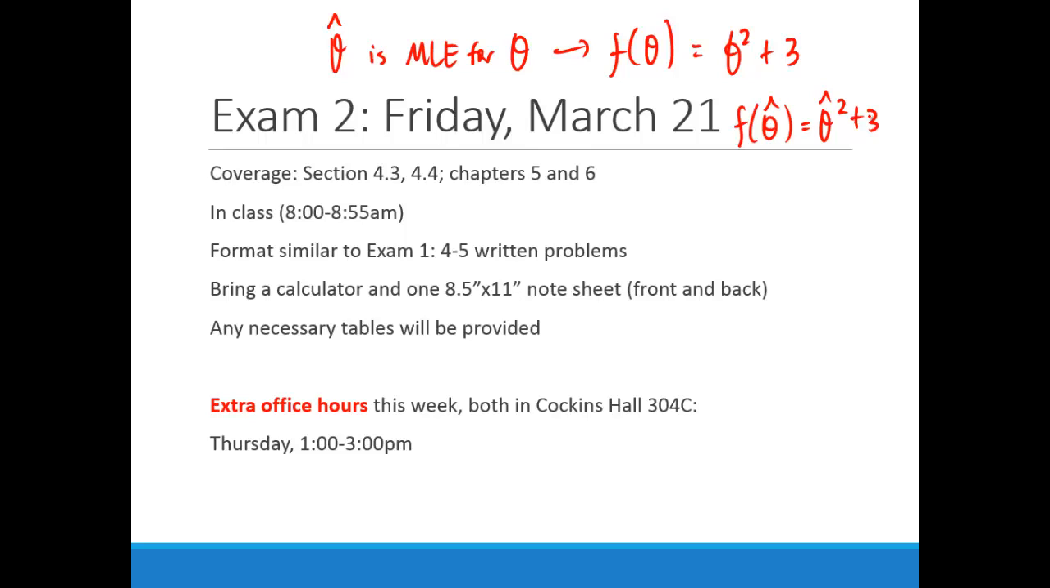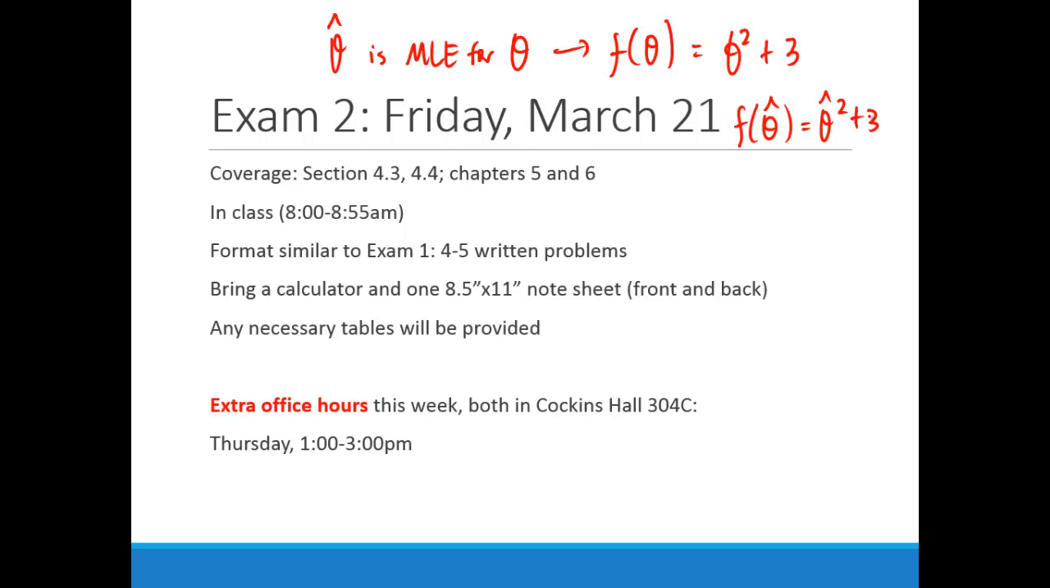Does that bring back a memory? Yeah, that is the invariance principle of MLE. So if you have the MLE for theta, you have the MLE for any function of theta. You just have to plug the MLE into that function. We should know this for the test? You might want to know that for the test, yes.